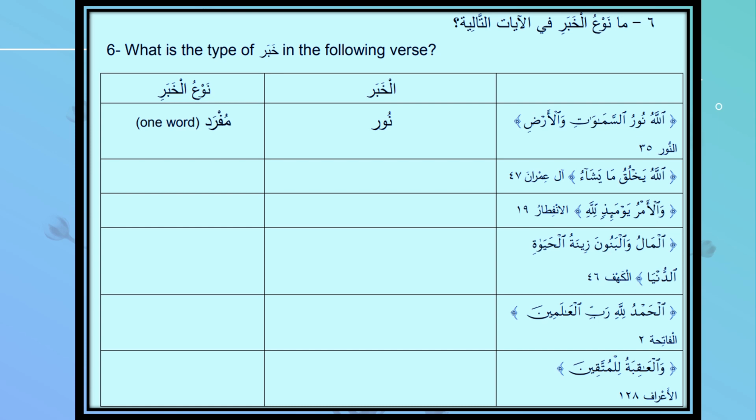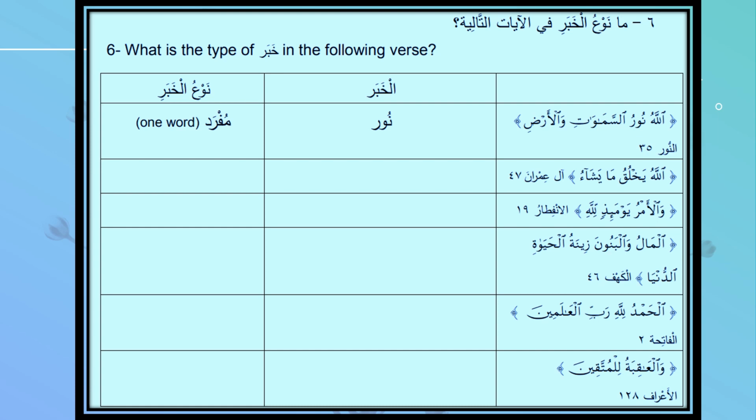Question number 6. Nawul khabari means type of khabar. So this is idafa. Nawul khabari means type of khabar in these following ayahs. So let's check. Allahu nuru samawati wal ard. So Allah is Lafzul Jalala, mubtada. Noor is coming as a single word. So the khabar for Allah is that He is Noor for Samawat and Earth. So let's check what is the answer here. Noor is the khabar and it is mufrad, coming as a single word.